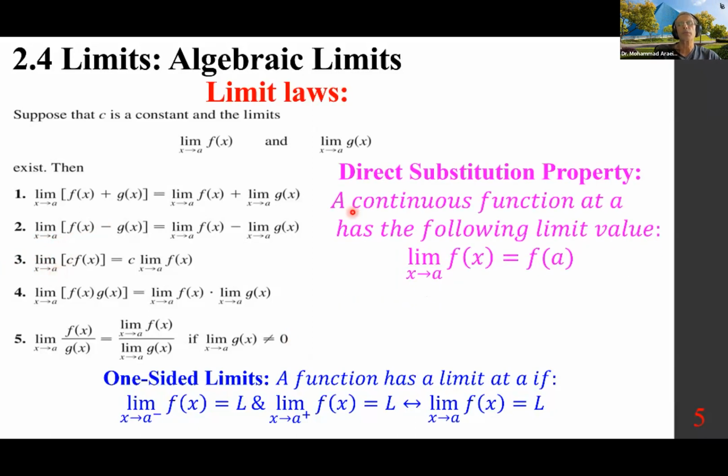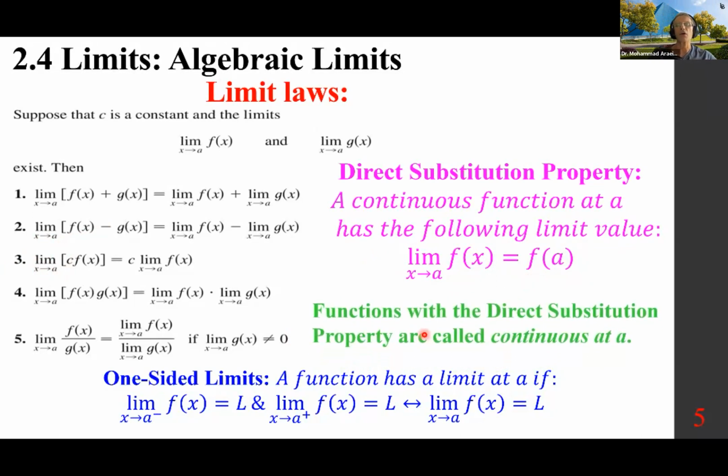Direct substitution property. A continuous function at a has the following limit value: the limit of f of x as x approaches a is equal to f of a. If the functional value, that means precisely at a, is equal to the limit value in the vicinity of a, then the function is continuous at a, and functions with the direct substitution property are called continuous at a.